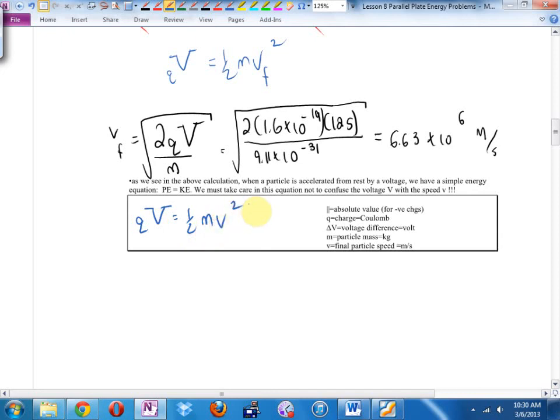In this case, we solved for speed, but you can use this to solve for whatever.